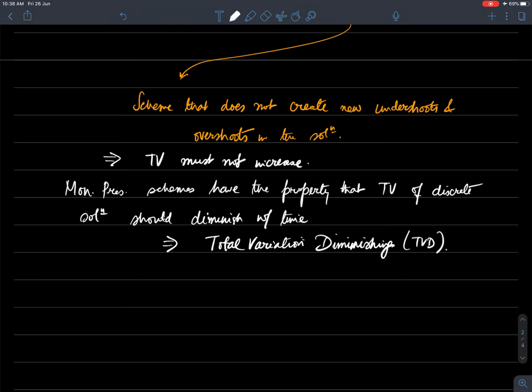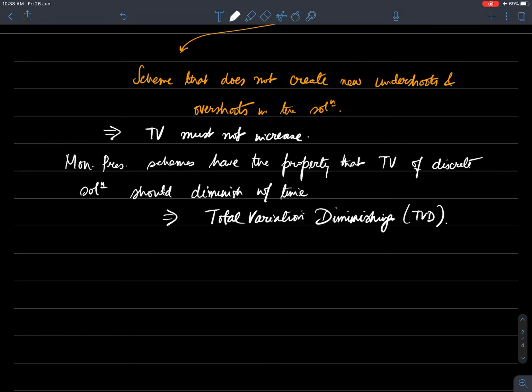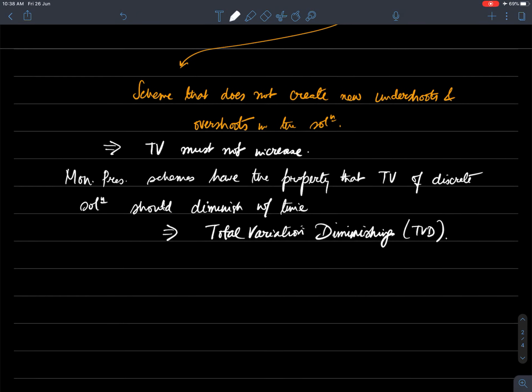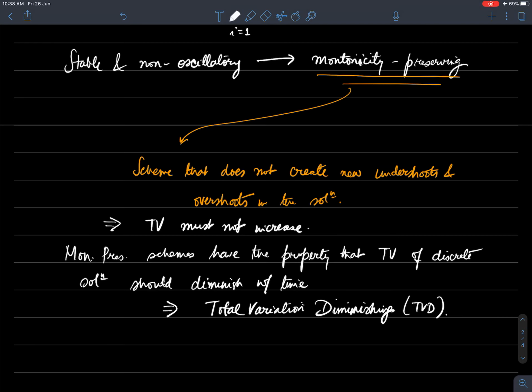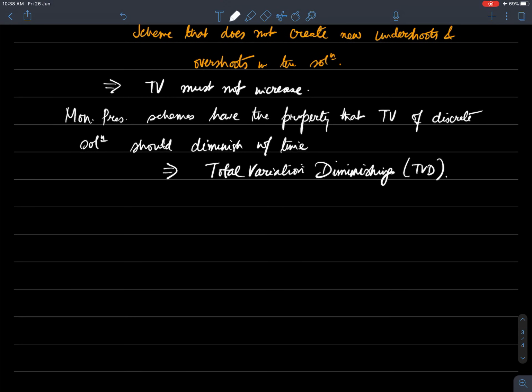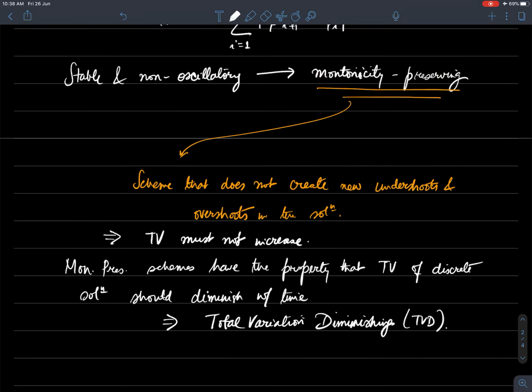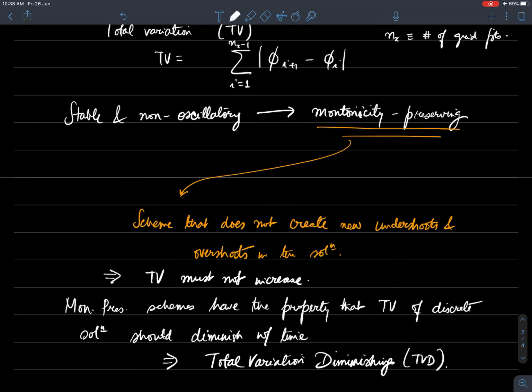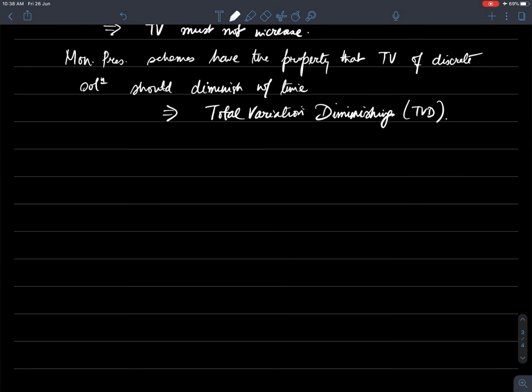Now I understand that some of you may have this confusion, what exactly am I talking about in terms of total variation diminishing and monotonicity preserving. These are all abstract ideas. So let me give you what I'm trying to say in terms of mathematics. So I have defined the total variation now. I say total variation is the modulus of phi I plus 1 minus phi I, summed over all grid points.